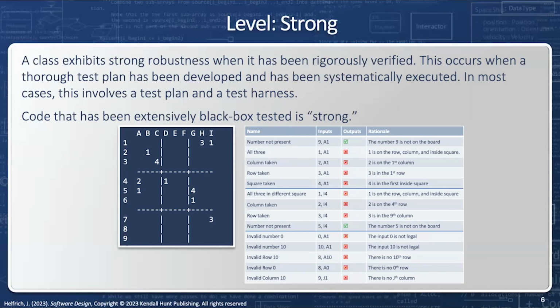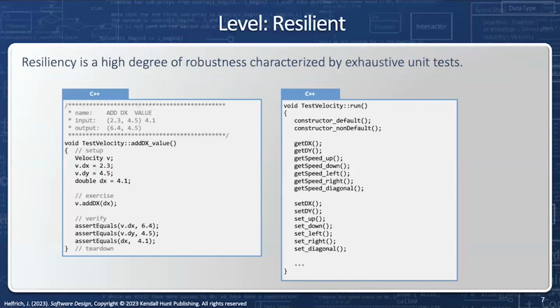Okay, so what could be better than strong robustness? The next level is resilient. Resiliency is a high degree of robustness characterized by exhaustive unit tests. On the left here, I have a single test case where I want to test a velocity class. So I'm going to set the preconditions. I'm going to set my dx and dy to 2.3 and 4.5, and then I'm going to add 4.1 to my dx, and then I'm going to check to make sure my member variables are set correctly. Now notice I have access to the private member variables of my class. That's why it's white box testing.